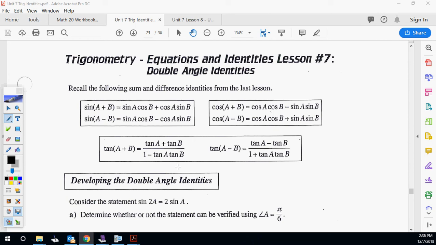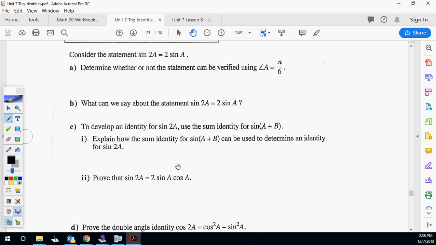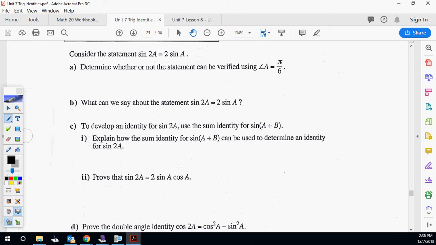So this is the double angle identity section. It comes from these a little bit. You're going to see why. But anyway, consider the statement sine 2a equals 2 sine a. Is sine 2a the same thing as 2 sine a?